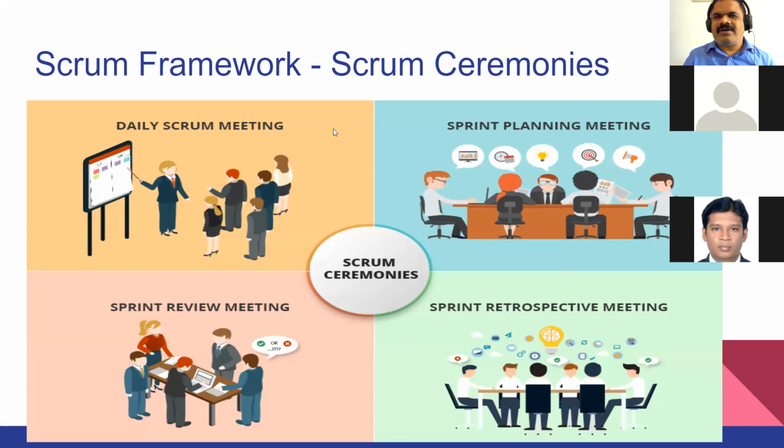So there are 4 ceremonies. Daily Scrum meeting happens daily. As I said, sprint planning meeting to convert product backlog to sprint backlog. Again, sprint planning is 2 types: one is a pre-sprint planning and sprint planning, right? And sprint review meeting is like a system demo or like a software demo. And then retrospective is actually how are we doing, right?